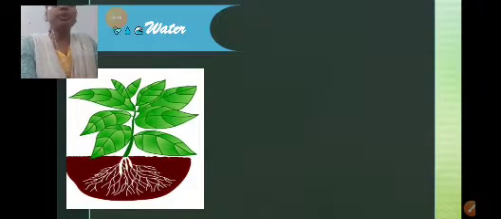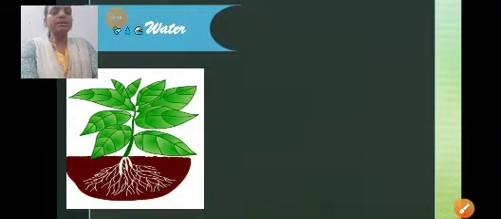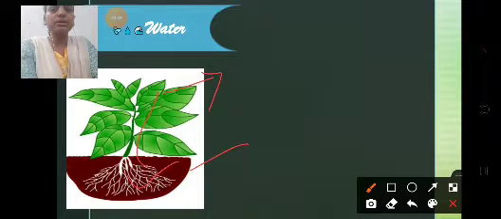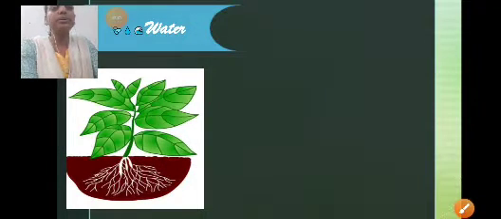So the first requirement that we will be seeing is water. Water, of course, is present in the soil, and photosynthesis takes place here in the leaves. So now what has to happen? The water that is present in the soil has to reach the leaves. So let us now see how this will take place.